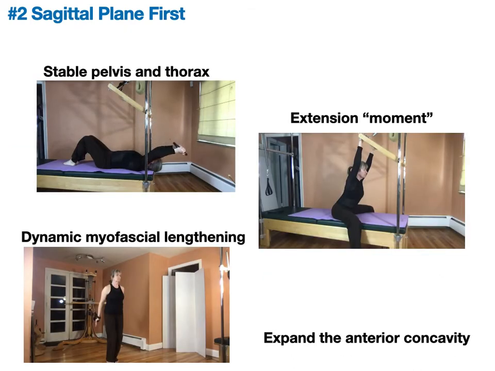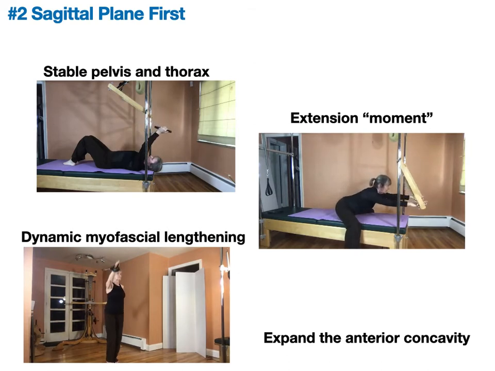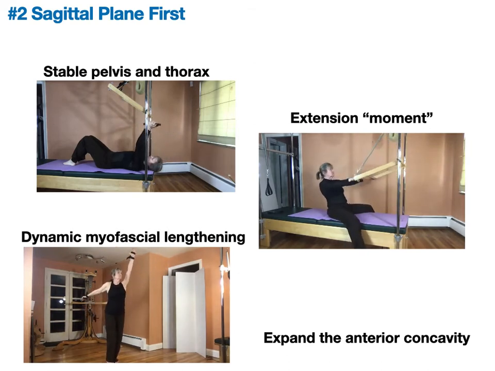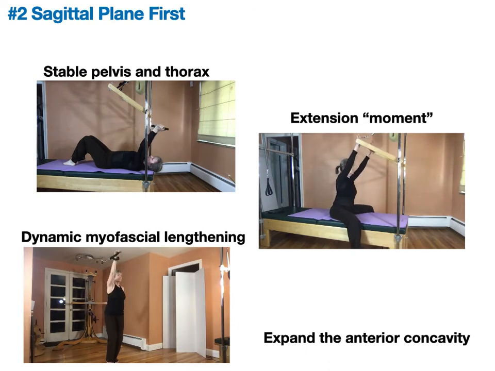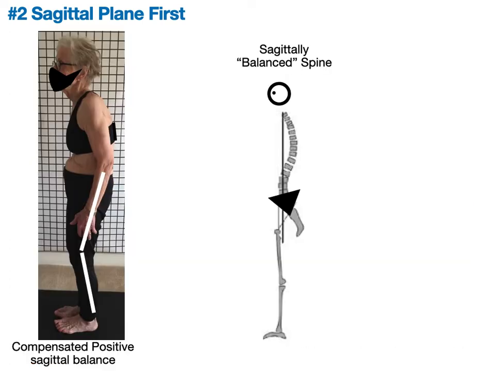Gentle, progressive overhead movements from a stable pelvis and thoracic cage help create an extension moment on the thoracic spine and produce some dynamic myofascial lengthening in the anterior chest wall, as long as the spine remains stable at those more hypermobile areas of the lumbar spine.